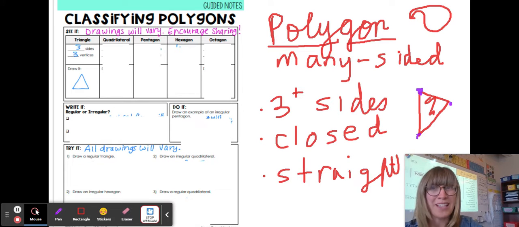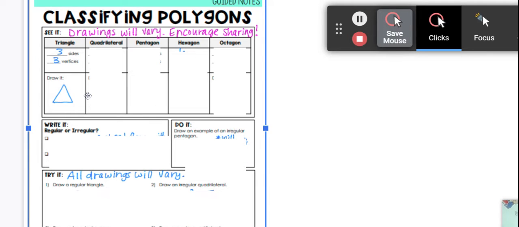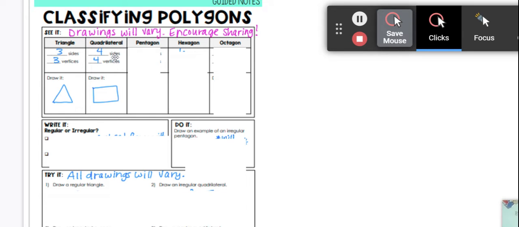A quadrilateral, quad means four, right? So when we have a quadrilateral, it has four sides, meaning four corners as well. And it can look like this, right? It could look lots of ways. As long as it has four sides, it's closed with no curves.